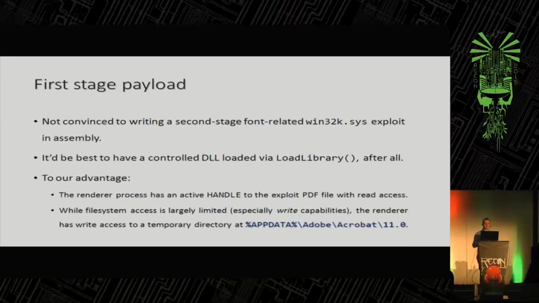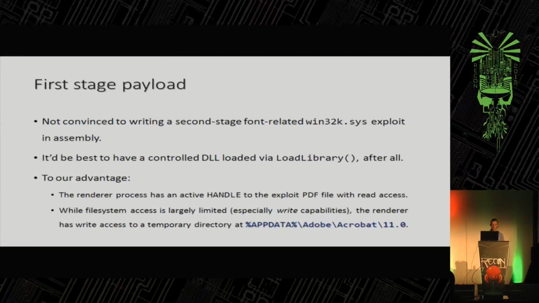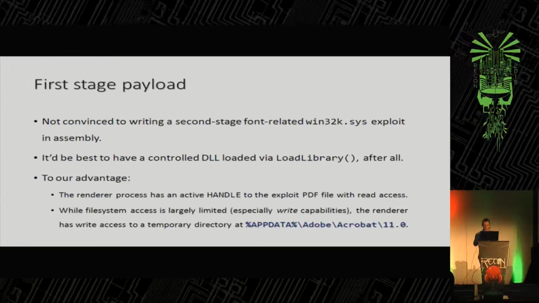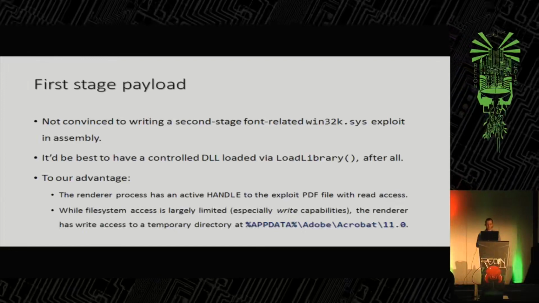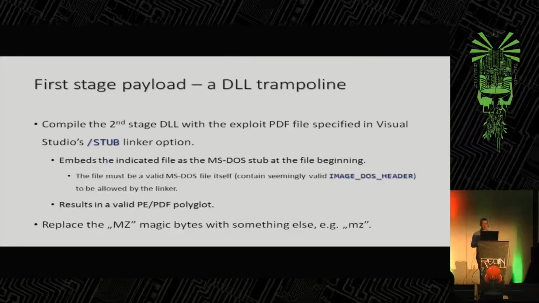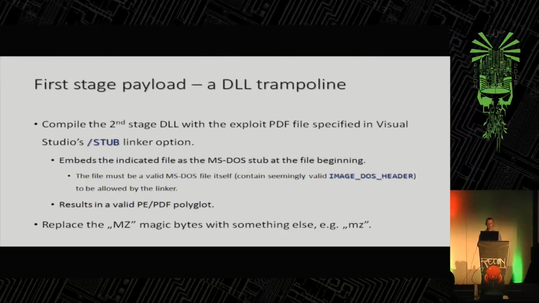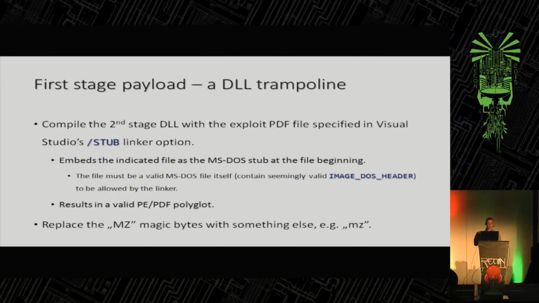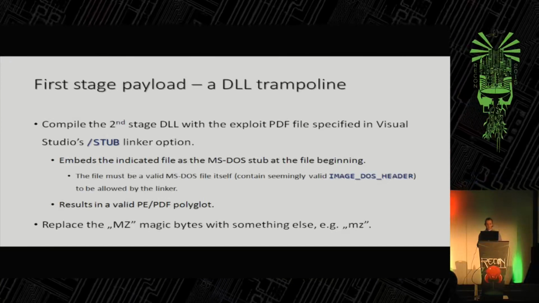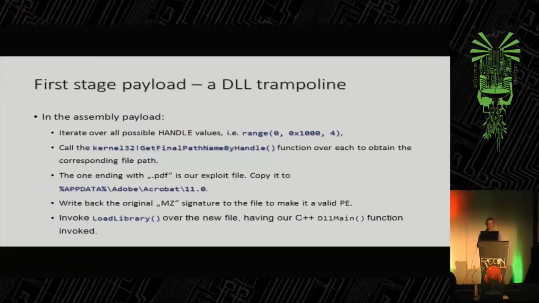And to our advantage, first of all, the renderer process at the time of the exploitation holds an active handle to the exploit PDF file with read access. And secondly, even though the sandbox process is quite limited when it comes to writing capabilities to the file system, it can write to a temporary directory in AppData Adobe Acrobat 11. So the idea would be to compile a second stage DLL with the exploit PDF file specified in the stub linker option in Visual Studio in order to create the polyglot. Then replace, of course, the first two magic bytes with something else, for example, small mz letters. And that way we create the PDF PE polyglot.